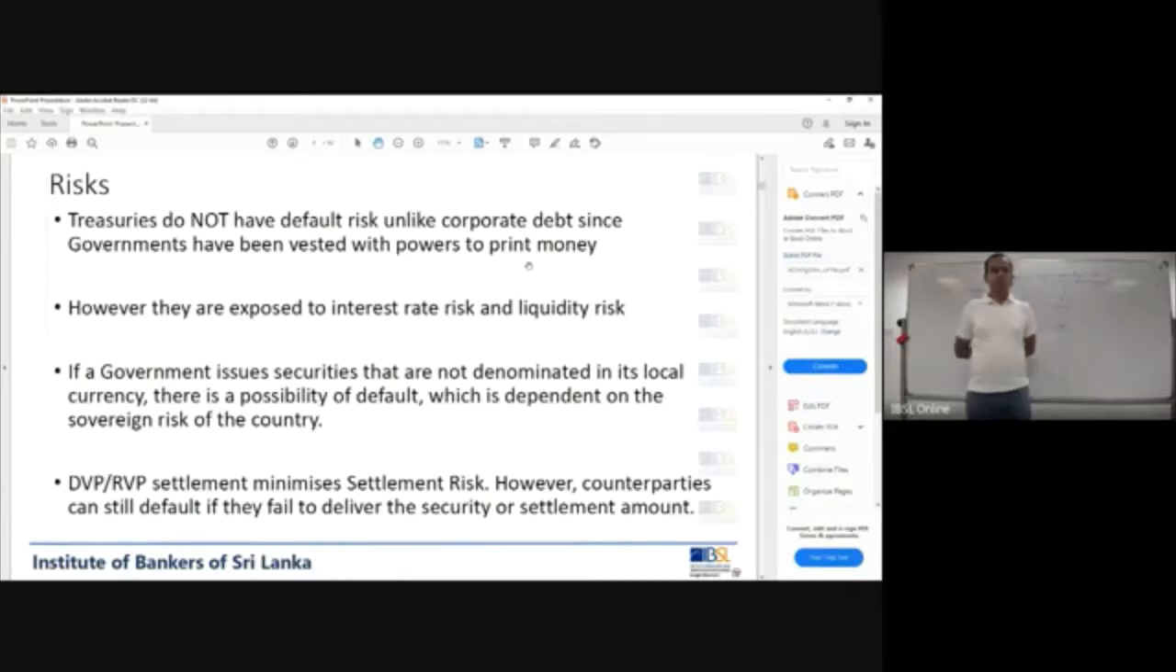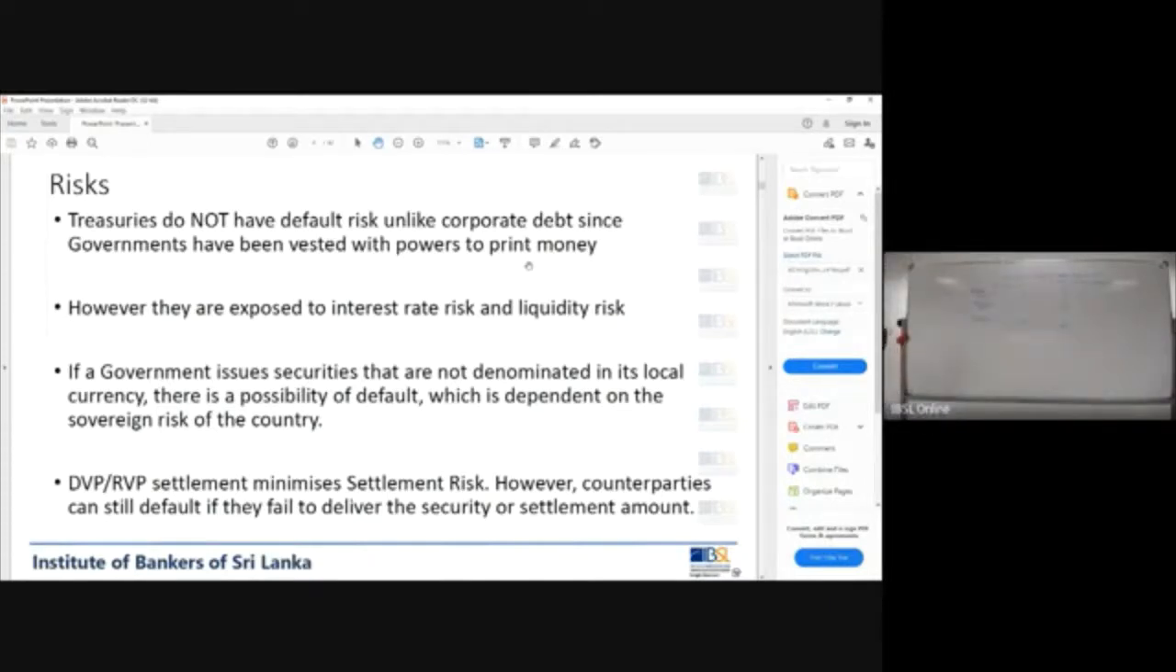If a government issues securities that are not denominated in its local currency, there is a possibility of default, which is dependent on the sovereign risk of the country. If the government has issued debt which is denominated in a foreign currency, there can be default. It has happened. Examples I can quote are Argentina. There was a debt default by Argentina not too long ago, and also Greece. These countries have defaulted on debt.